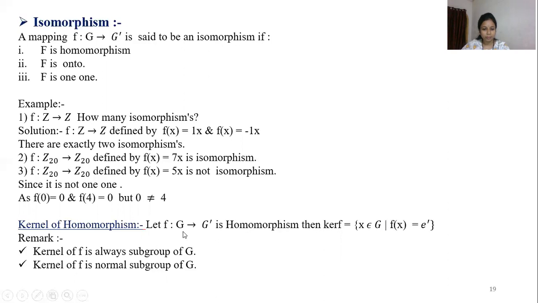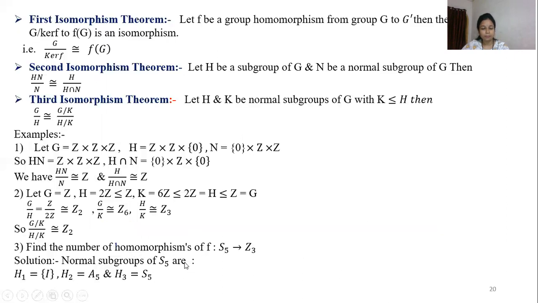Kernel of a homomorphism is the set of all those elements in the domain which map to the identity in the codomain, that is, f of x equals e dash. The kernel is always a subgroup of the domain. Rather, we can say the kernel is always a normal subgroup of the domain. Now, these three are important theorems: the first isomorphism theorem, the second isomorphism theorem, and the third isomorphism theorem. These three theorems are very important in algebra.